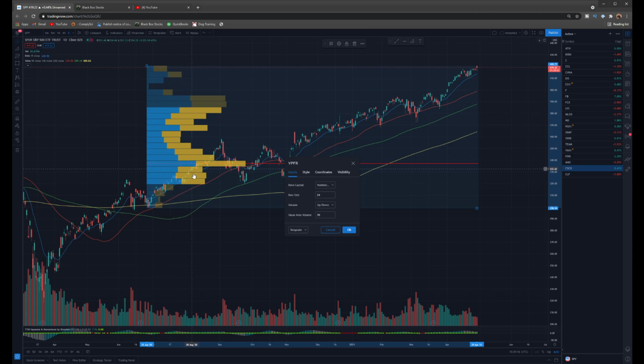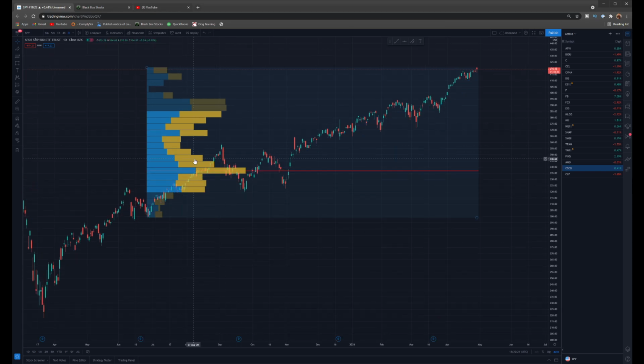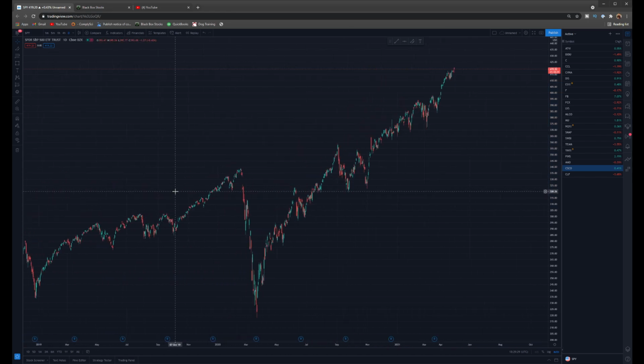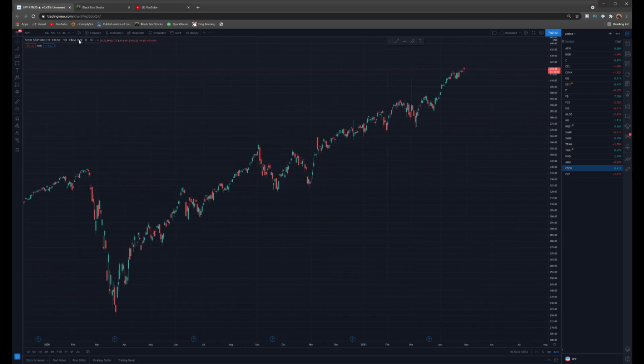I will explain how to use your volume profile in another video because I really believe it's one of the best tools out there. So let's go ahead and remove all of our indicators. Now every single indicator I have is removed. Let me get a weekly chart. It'll be a little bit easier for you guys to see.